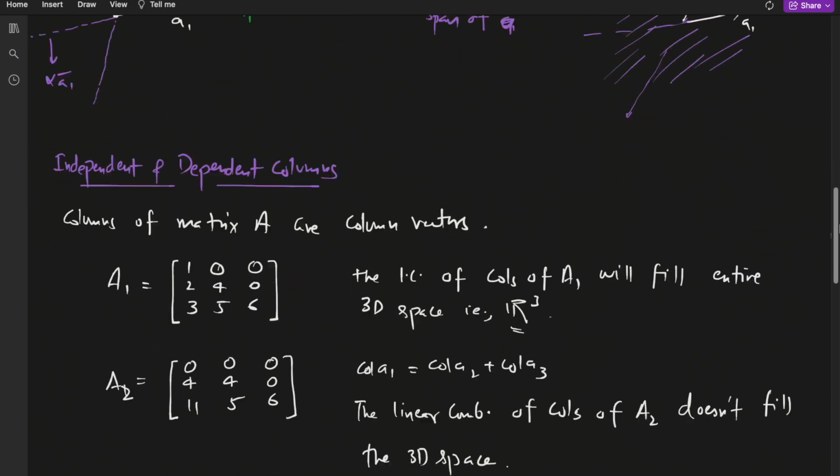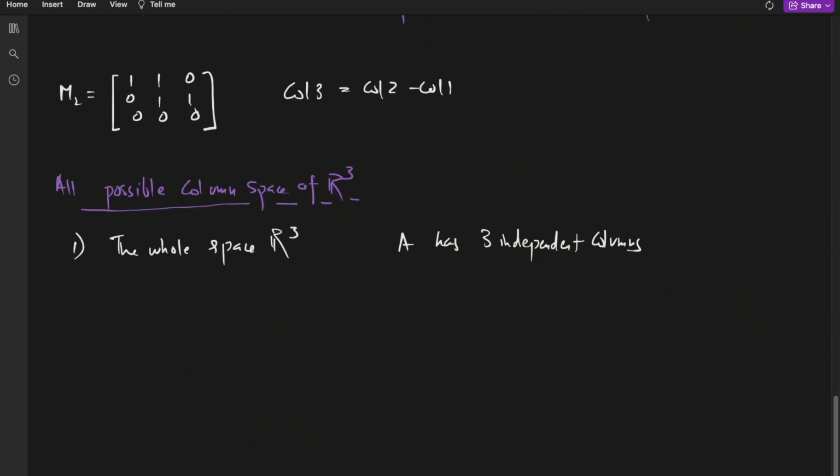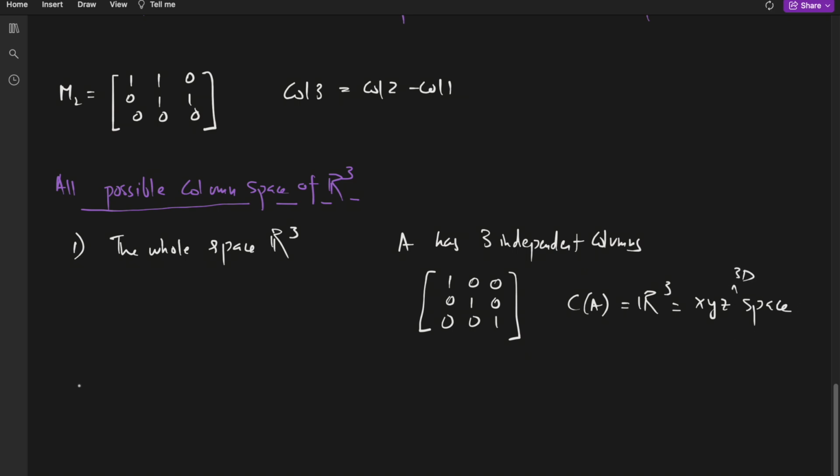We have seen this example also, this one, A1. In this case also, the column space is nothing but the entire R cube. Also, this matrix 1 0 0, 0 1 0, the identity matrix, also has column space as R cube. That is the entire XYZ space, 3D space, right?